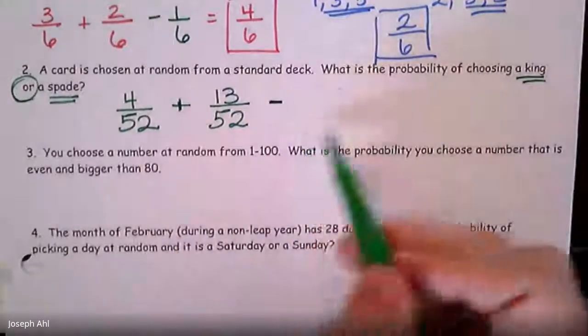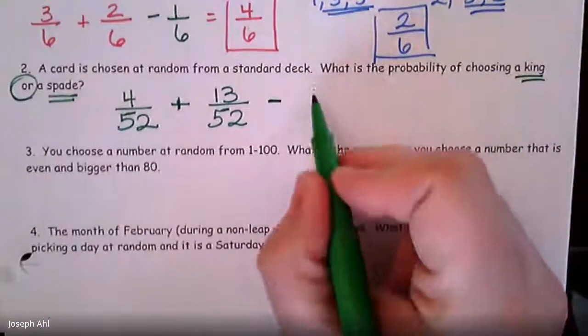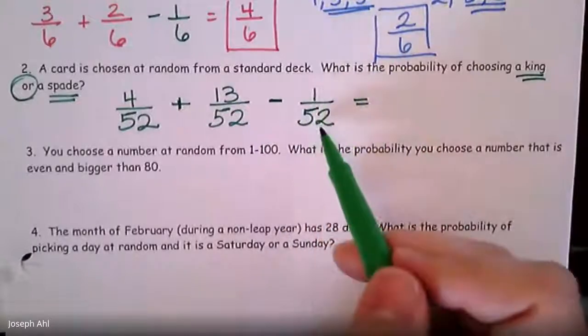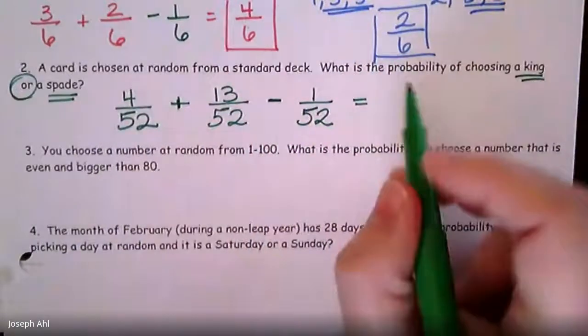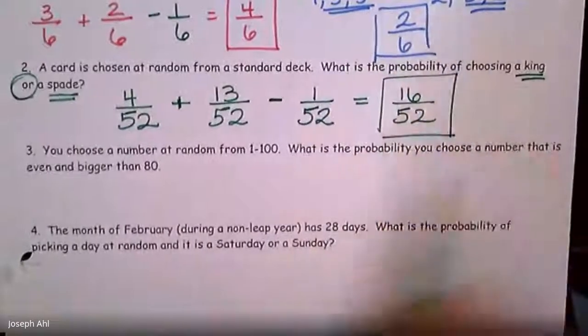Is there any overlap to subtract out? Are there any cards that are kings and spades at the same time? Sure. How about the king of spades? So you're going to have to subtract out 1 out of 52 for a total answer here of 16 out of 52.